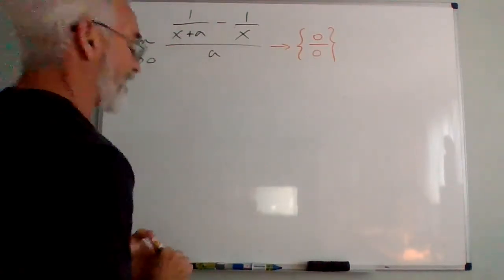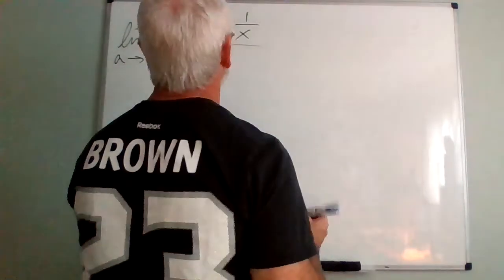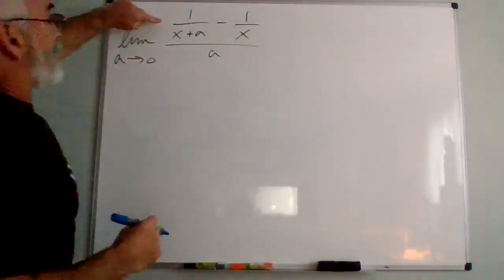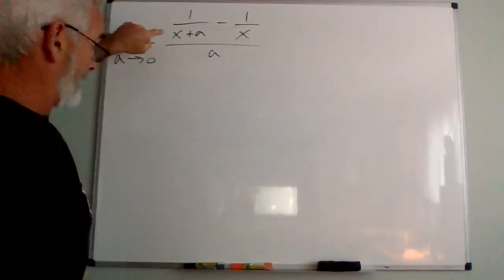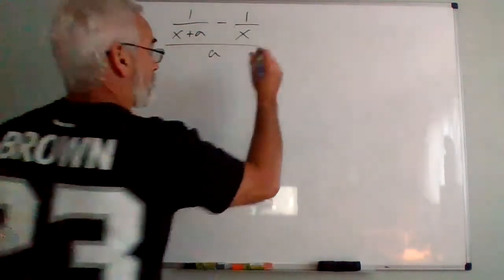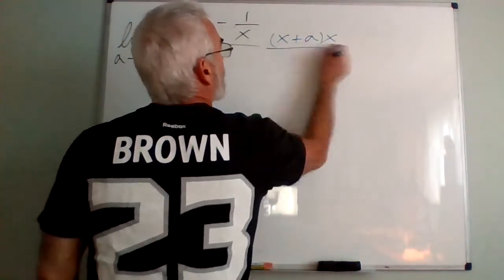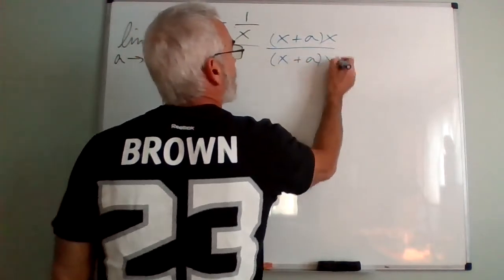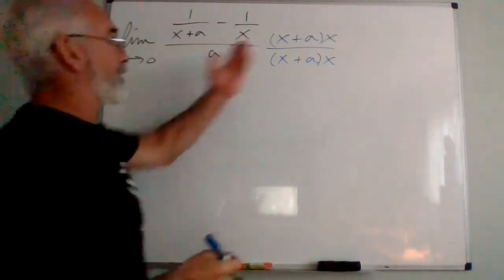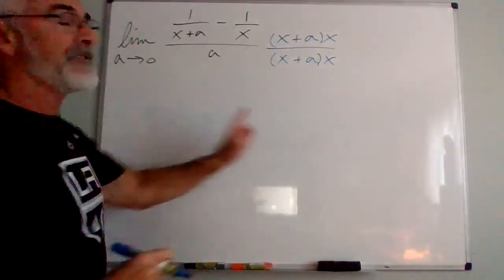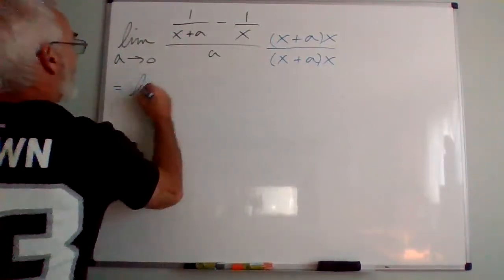Now, we've looked at problems like this before. In the review of algebra that I posted, we did something similar to this. I have 2 quotients on top, and the common denominator of those 2 quotients would simply be the product of x plus a and x. So if I multiply numerator and denominator by the quantity x plus a times x, I'm multiplying top and bottom by 1. And as a approaches 0, that's still not a problem. But when I do this, I should be able to create a rational expression that I may be able to work with.